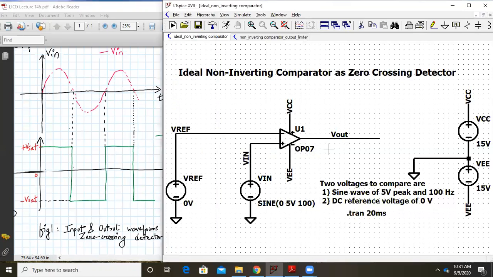Yeah, so this is my non-inverting comparator used as a zero crossing detector. Here we have used the op-amp OP07, which is powered with a plus or minus 15 volt supply. At my non-inverting terminal, we have applied a sine wave of 5 volts peak, 100 hertz frequency, and my inverting terminal is connected to ground. That is a V reference voltage of 0 volts. Now let us check the output.